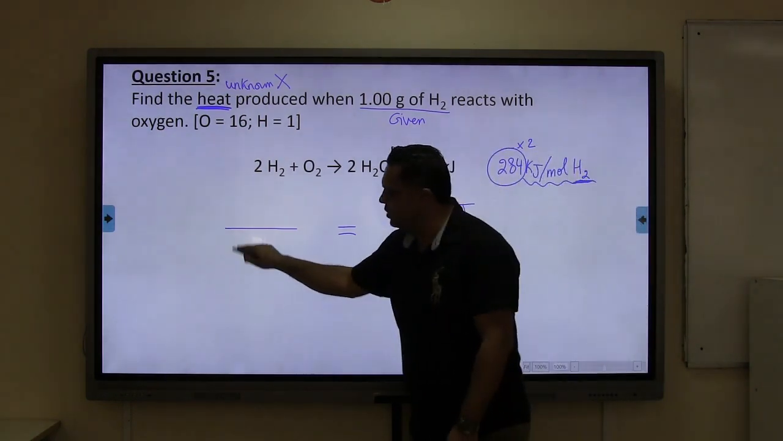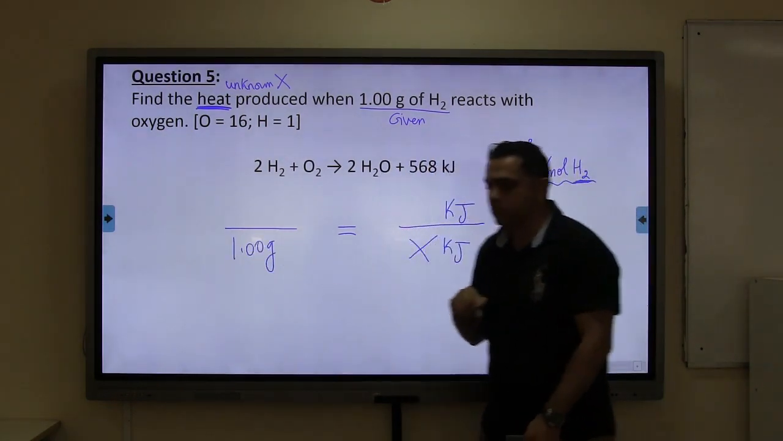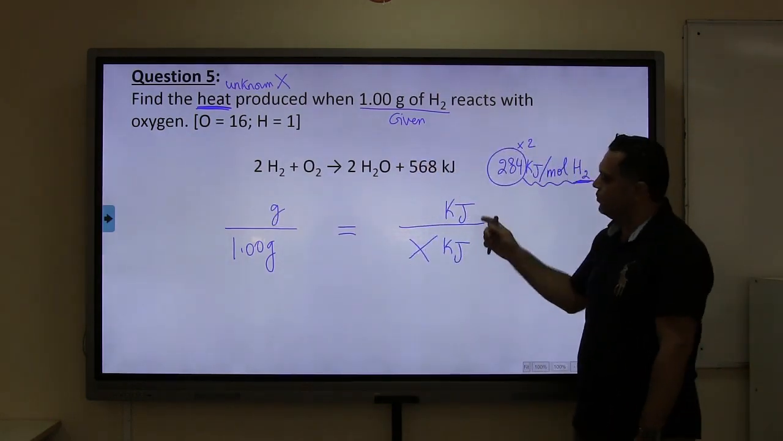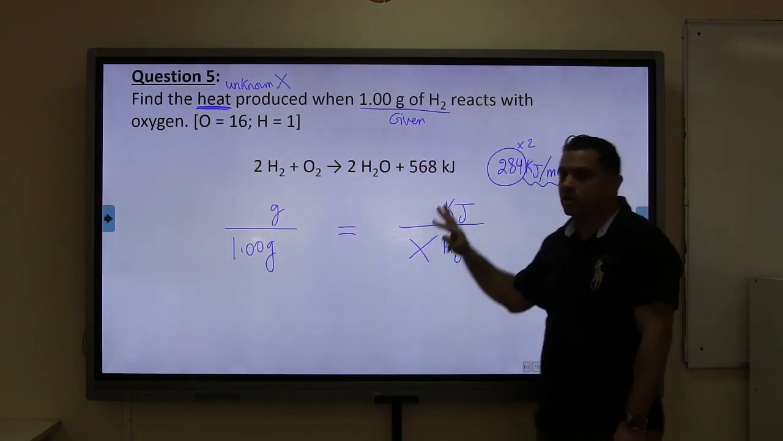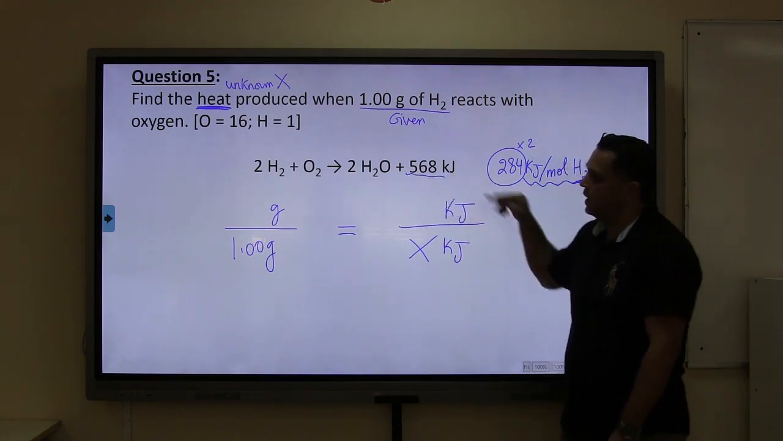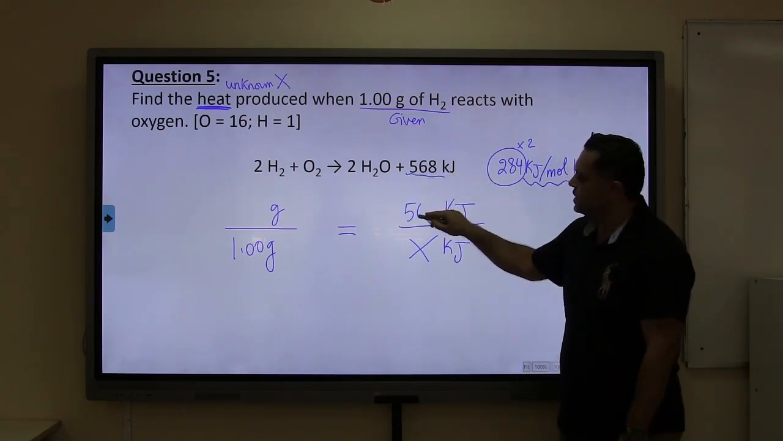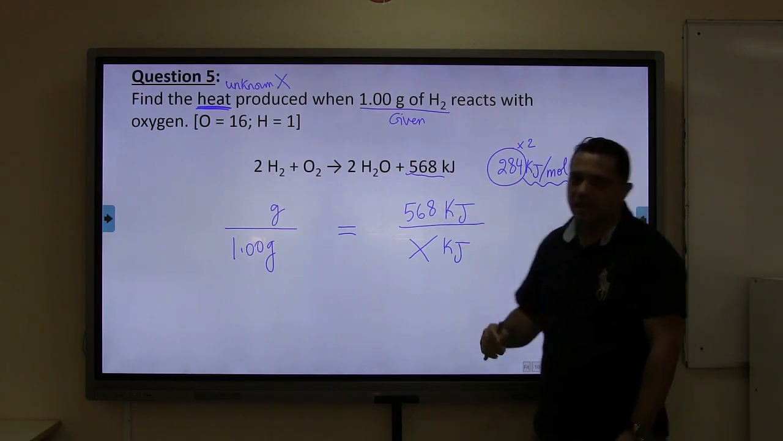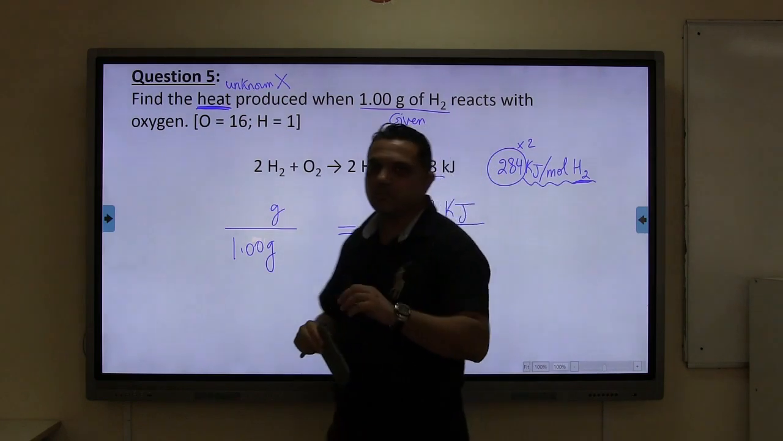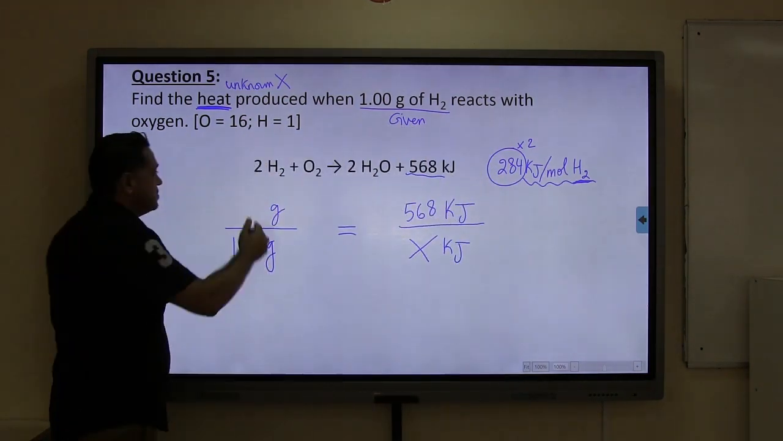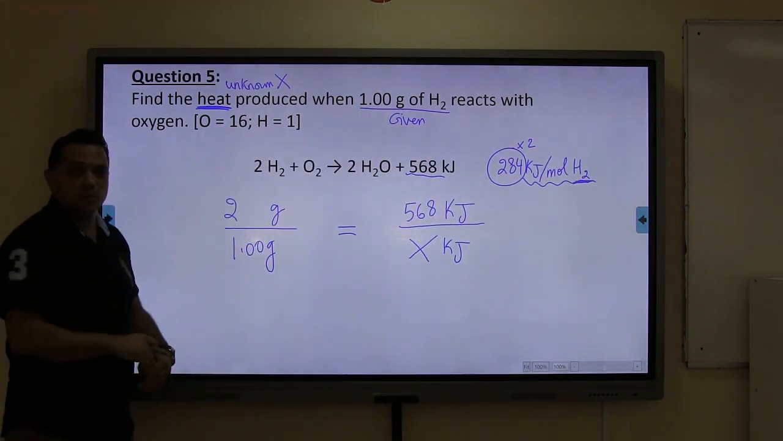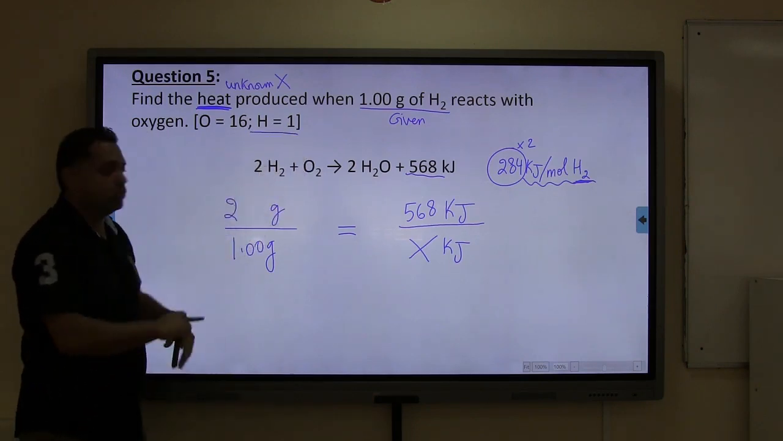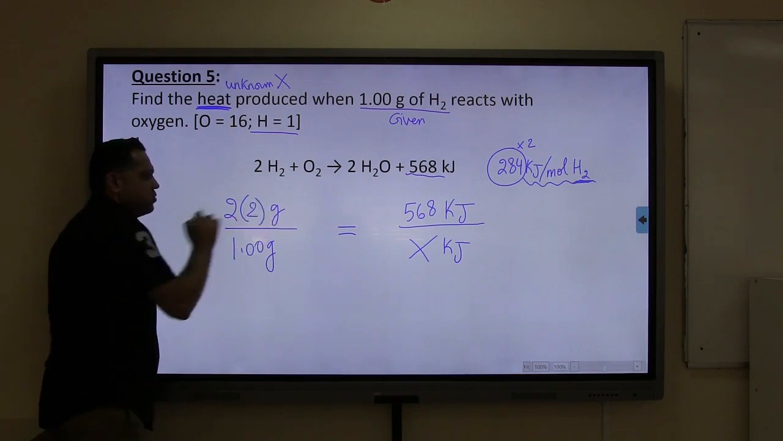So the given will be 1 gram of the hydrogen. Here grams, here also grams. How can I find the most convenient ratio? For the heat, it will be the same number in the reaction. It's 568 kilojoules. For the grams, as we said, to find the mass, it will be the coefficient times the molar mass. So the coefficient is 2. And what's the molar mass for the hydrogen? Hydrogen is 1. So 1 times 2, 2. So 2 times 2 grams.